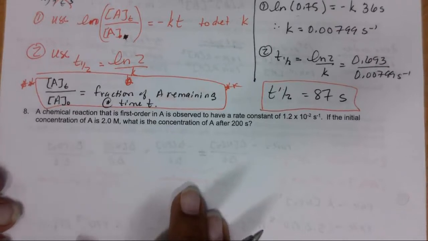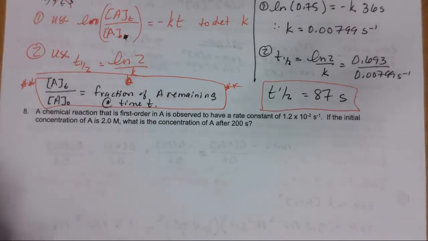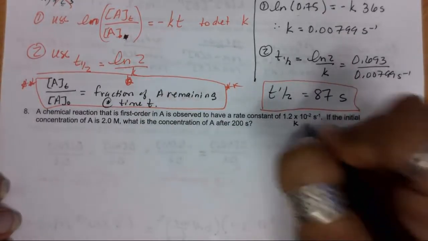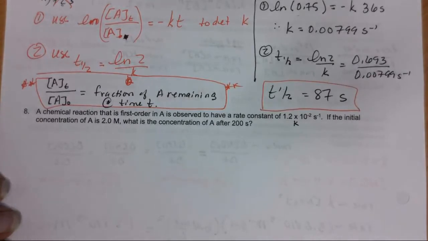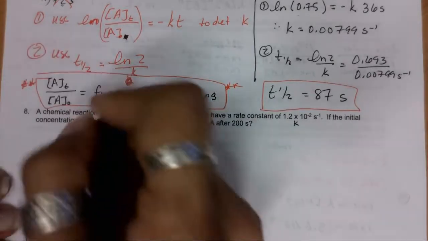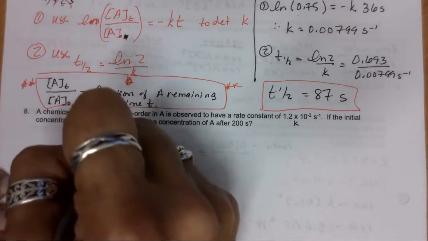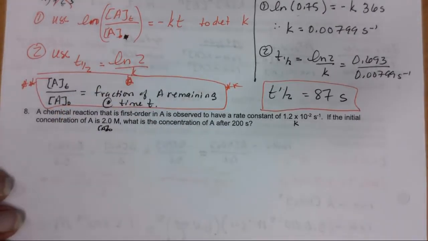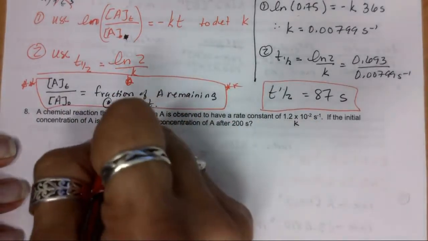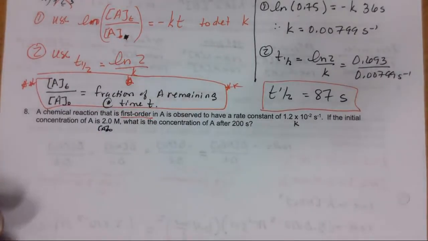All right, number 8. A chemical reaction that is first order in A is observed to have a rate constant of whatever. So this is k, they're telling us what k is again. And the initial concentration of A is this, so this is A naught. What is the concentration of A after 200 seconds? And we're also told this is a first order reaction. So we're given quite a bit of information.